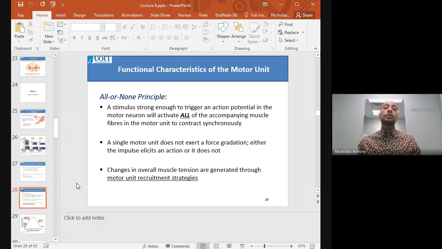The way that we are able to contract muscles by a varying percentage is through motor unit recruitment strategies. So if you want a muscle to contract at maximum, you fire 100% of the motor units. If you want to contract the muscle by 50%, you activate 50% of the motor units. So it's through the selective activation of a number of motor units that we're able to change the percentage by which we activate our muscles. Does that make sense?